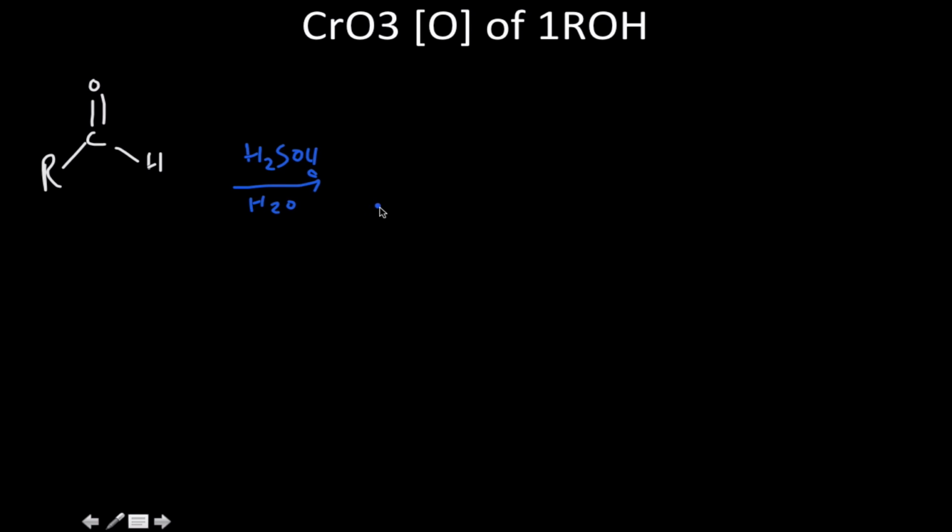And what that gives is something called a hydrate. So there's an O there, that was originally there. There's an H there, that was originally there. And I'm going to draw it in blue, blue to show why it's called a hydrate, because we've added water to it.